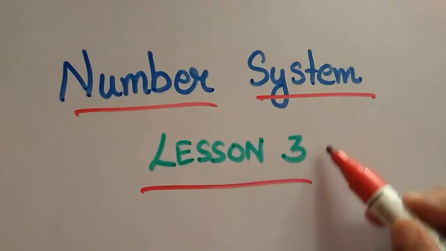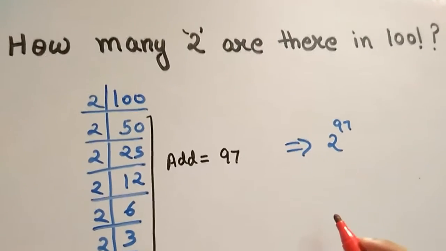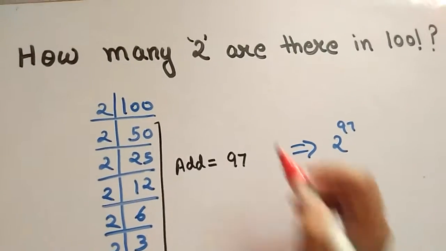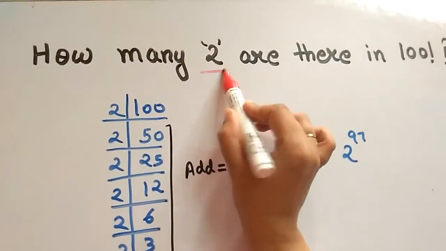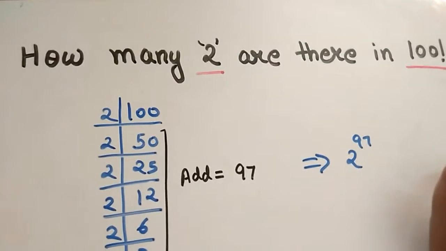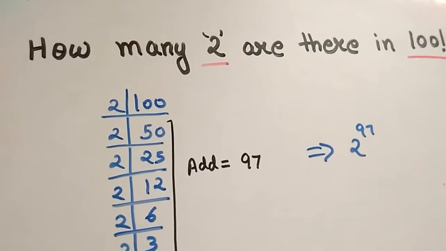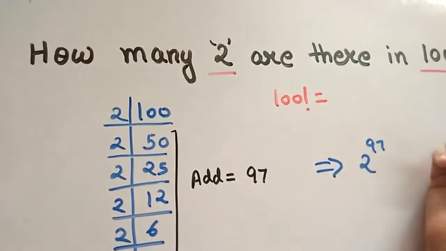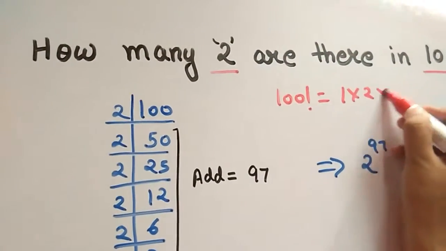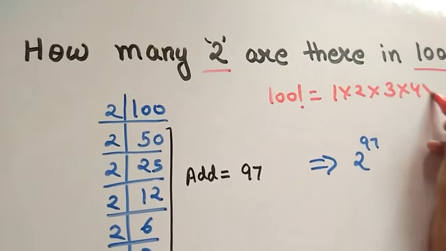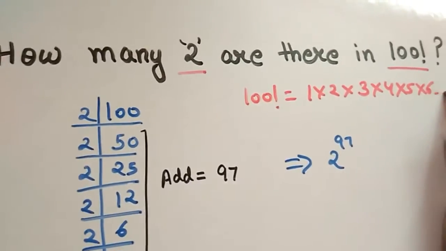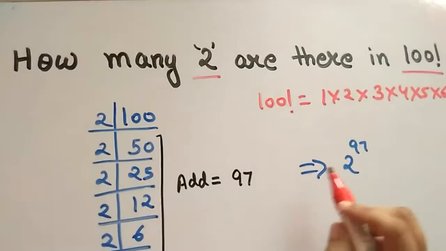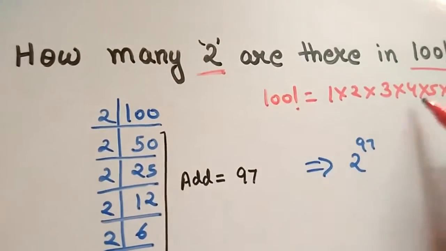Number system lesson 3. Okay, now the question can be asked, how many 2s are there in 100 factorial? What does this question mean? It means that in 100 factorial, which is 1 into 2 into 3 into 4 into 5 into 6 up to 100, we have to calculate how many 2s will come.